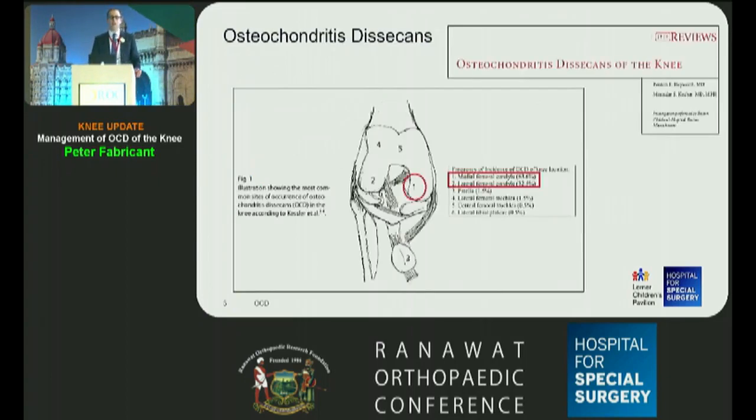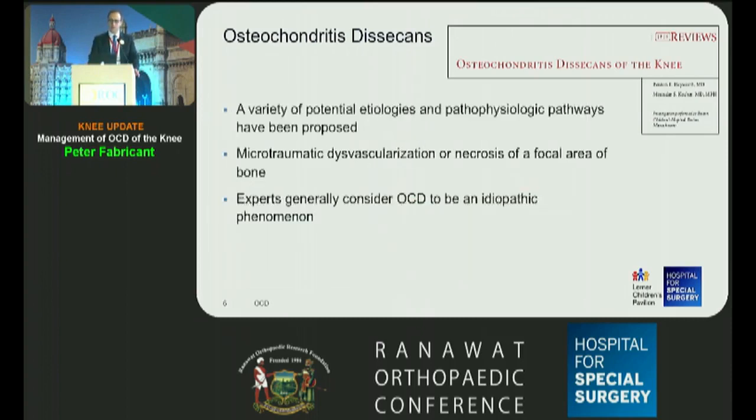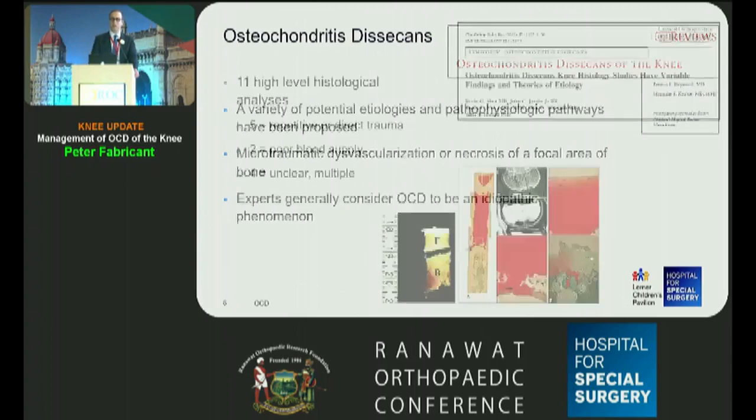We very frequently see it in the medial femoral condyle, the lateral aspect of the medial femoral condyle. We'll get into why that is shortly. That's about 2/3 of the cases. Of the other third, the vast majority are on the lateral femoral condyle, and otherwise they're sporadically spread about the knee. While a variety of potential etiologies and pathways have been proposed, it's likely a combination of mechanical issues, such as microtrauma and mechanical overload, and dysvascularization or biologic issues, so bad blood supply. But in general, people who speak on this frequently still consider it to be an idiopathic phenomenon.